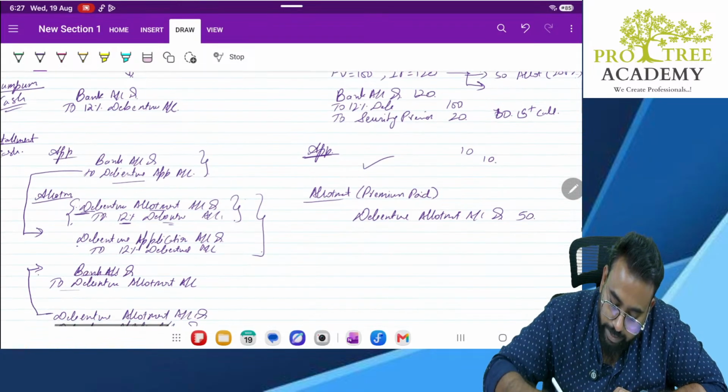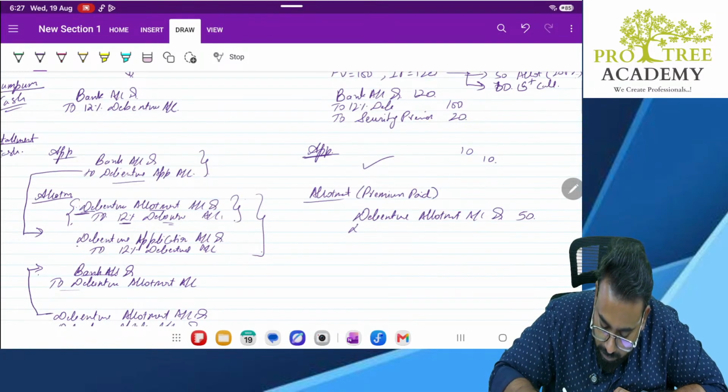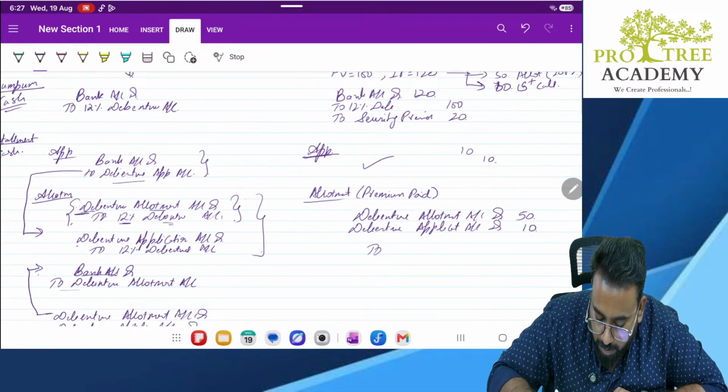Clear? Debenture allotment account, how much? 50. We'll reverse this also now only. Debenture application account debit 10. Correct? Next, to 12% debentures.